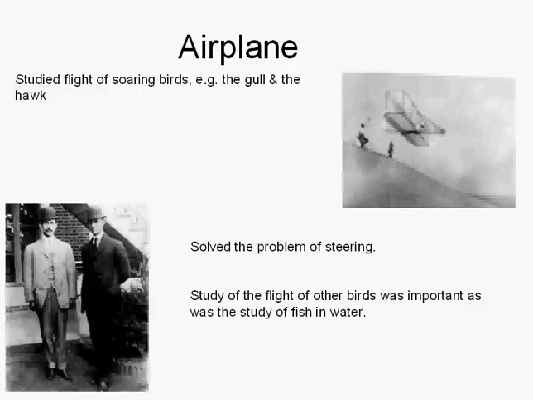Of course, there were a lot of people who were attempting to invent the airplane at that time, and they knew they had it, but they couldn't steer it. One of the breakthroughs they had in steering was that they studied the flight of soaring birds, like the gull and the hawk, and they were able to solve the problem of steering by adapting their plane from watching the flight of those birds. Also in later development, studying the way fish move through water was also important.